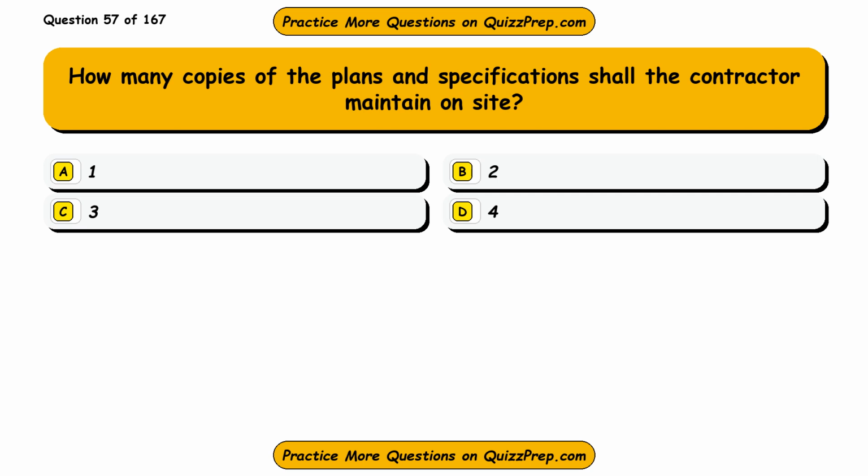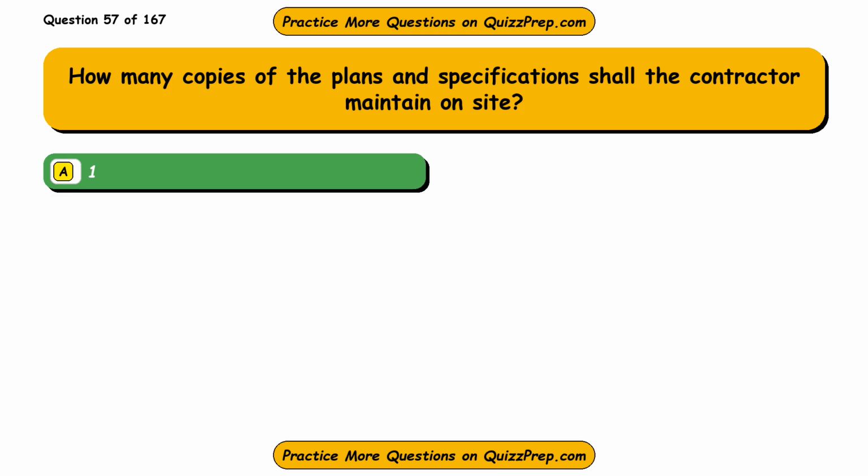Question 57. How many copies of the plans and specifications shall the contractor maintain on site? Option A 1, option B 2, option C 3, option D 4. The correct answer is option A, 1.